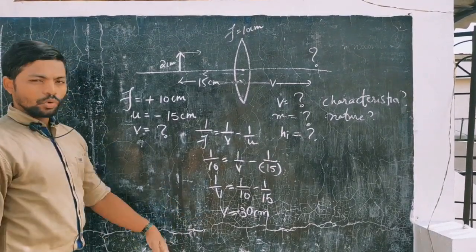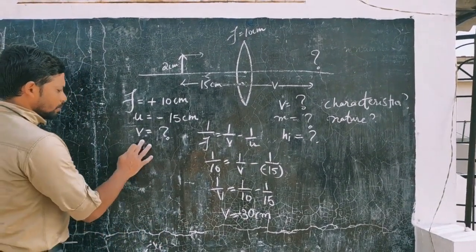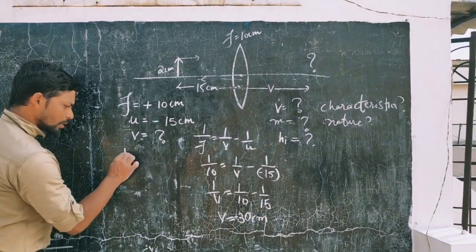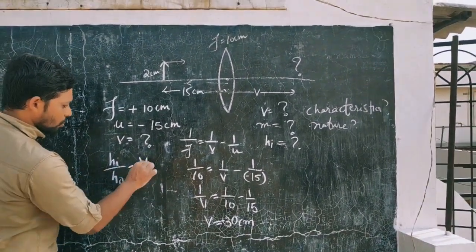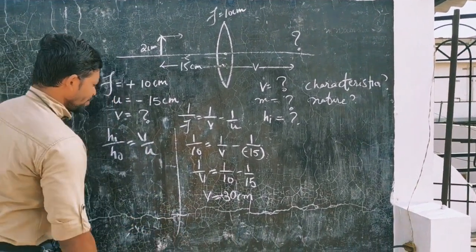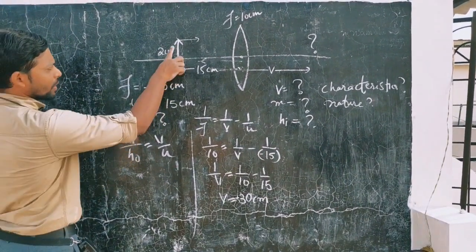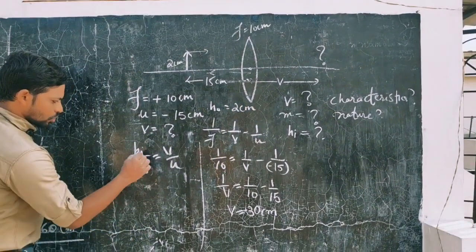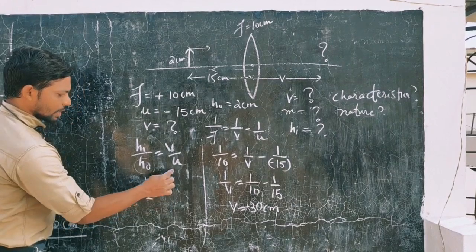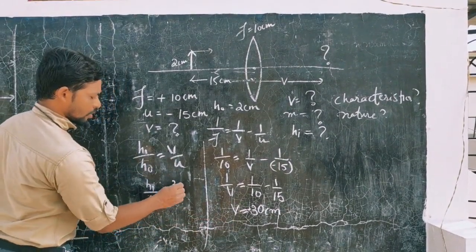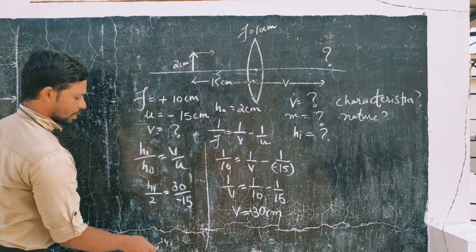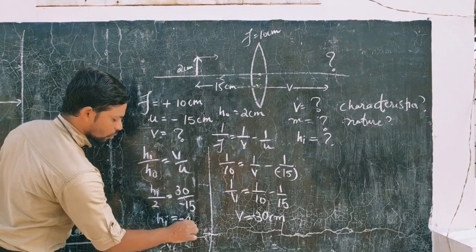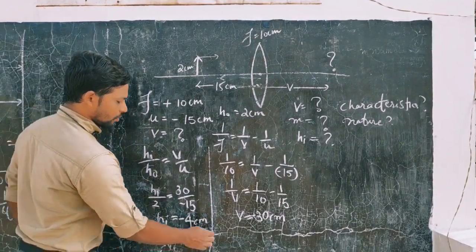So once we got the V value, let us first find out the height of the image. We know height of the image by height of the object is equal to V by U. In this, the height of the object is given: 2 centimeter, right? So HI by 2 is equal to, V value is 30 and U value is minus 15. So you are going to get height of the image minus 4 centimeter. So we got height of the image, we got the V value.